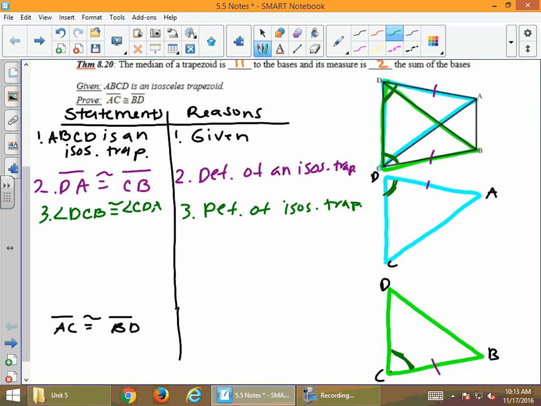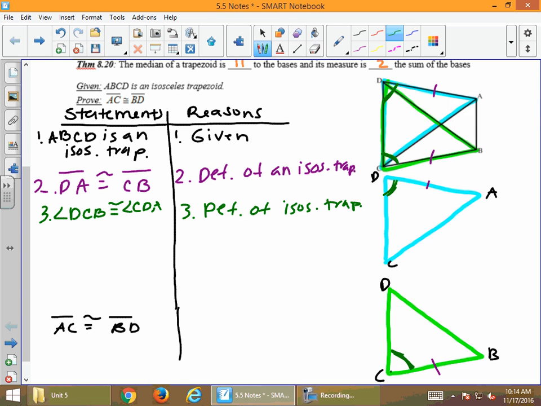Now, some of you have been saying this. What do you notice about these two triangles? Look back in that diagram. What do you notice that they are sharing? Sharing what? That's not a mid-segment. They're sharing a diagonal.